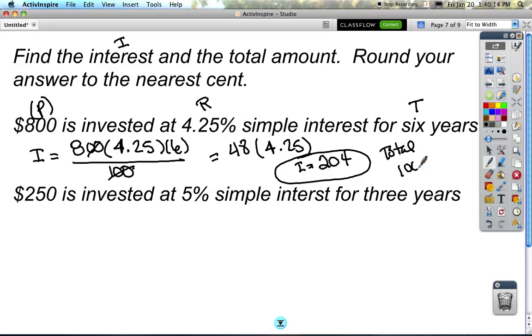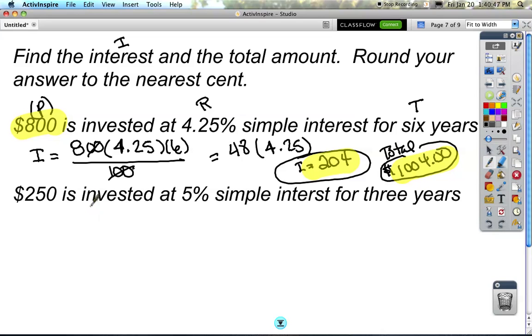$1,004. Explain to me how you got to that number. Because it only gives you interest, so you have to add it to the principal. This formula, when we do compound interest, that will be a little different. That gives you the total amount. This formula only gives interest. So you have to add the 800 and the 204, and that gives you the 1,004.